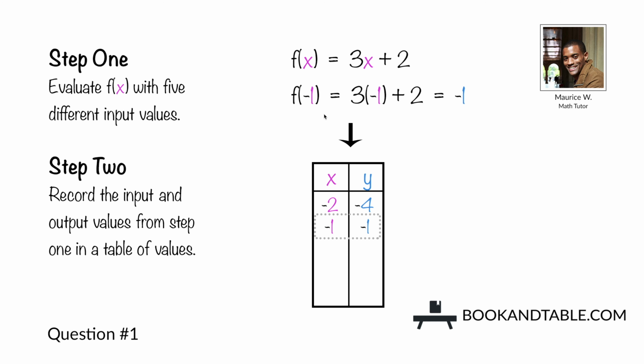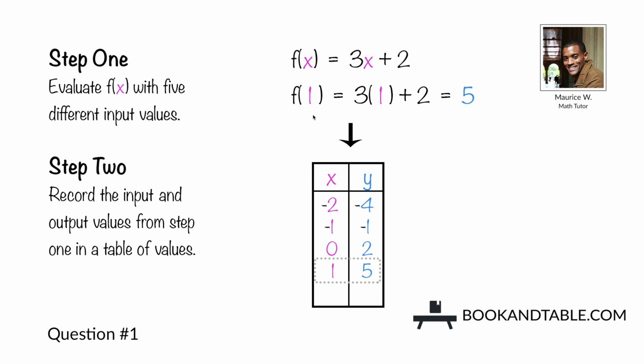f of negative 1 is equal to 3 times negative 1, which would give us negative 3. And negative 3 plus 2 is equal to negative 1. So the input is negative 1 and the output is negative 1. f of 0 is equal to 3 times 0, which is 0. And 0 plus 2 is equal to 2. So the input is 0 and the output is 2.